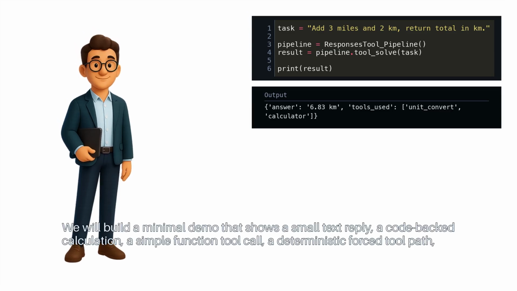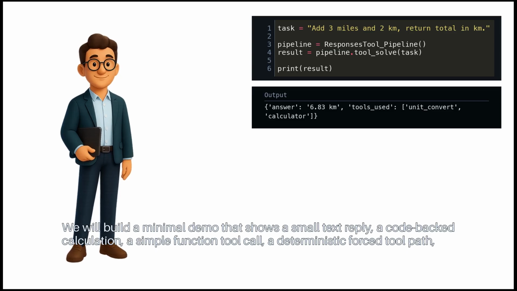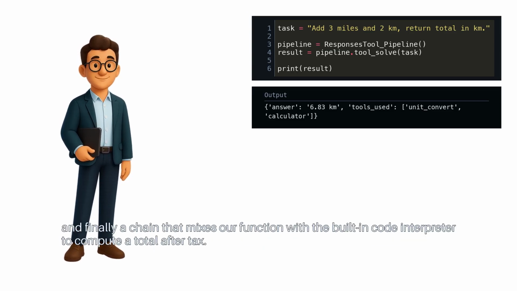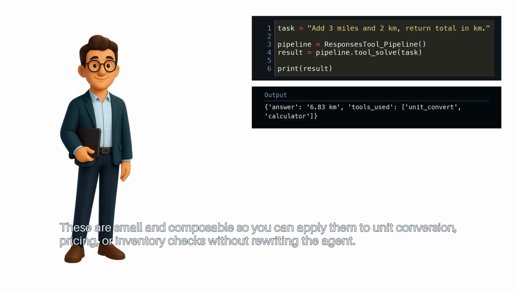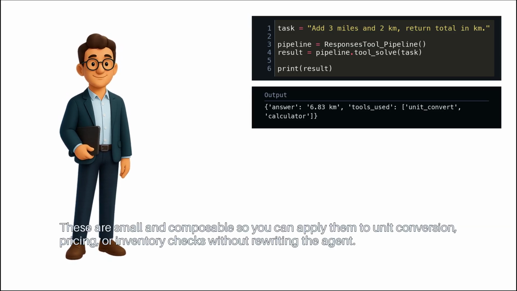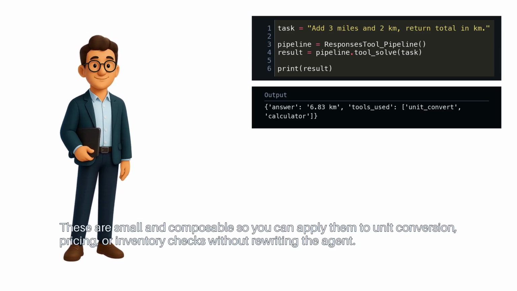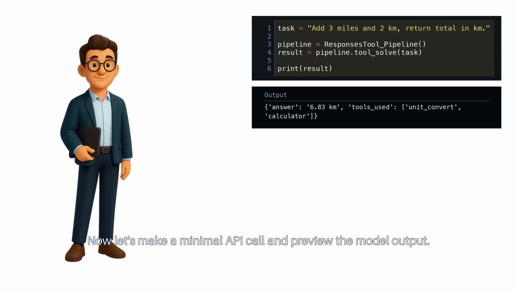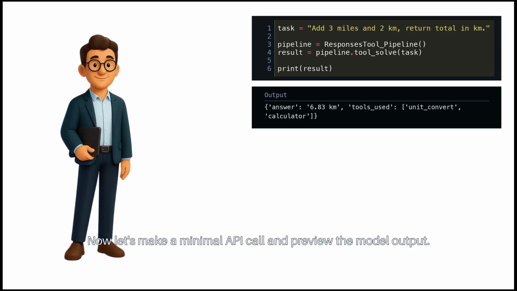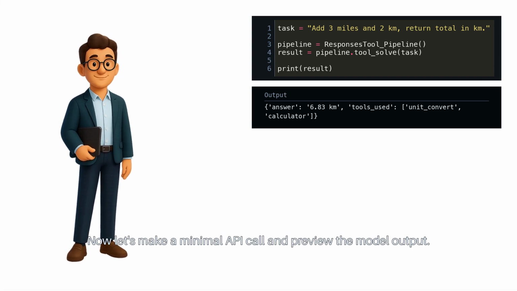We will build a minimal demo that shows a small text reply, a code-backed calculation, a simple function tool call, a deterministic forced tool path, and finally a chain that mixes our function with the built-in code interpreter to compute a total after tax. These are small and composable, so you can apply them to unit conversion, pricing, or inventory checks without rewriting the agent. Now, let's make a minimal API call and preview the model output.